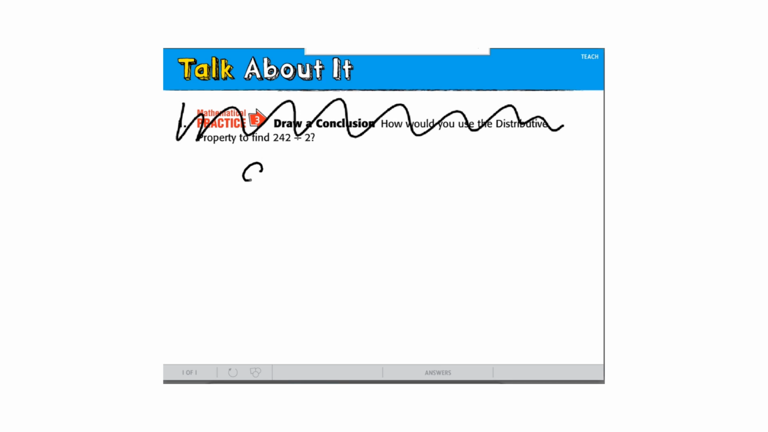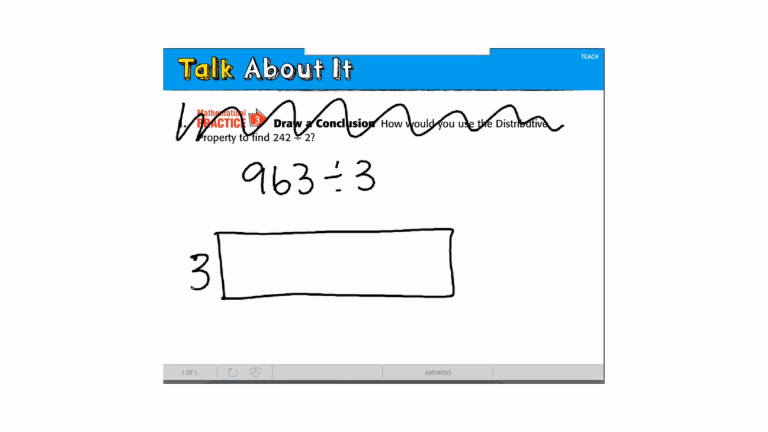Here's another one. 963 divided by 3. So my 3 goes on the outside because that's the number I'm dividing by. And then I'm going to decompose that number into hundreds, tens, and ones. So how much do I have in hundreds? 9 hundreds. How many tens? 60. And how many ones? 3. And now I'm going to divide into each one. So how many times would 3 fit into 900? Karnpreet, what do you think?